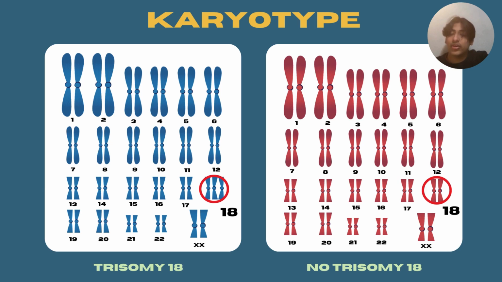However, in some very rare cases, one parent may carry a balanced translocation, where their chromosomes are rearranged but no genetic material is missing or extra. This increases the chances of passing on an extra chromosome to their child. The bright red circle around the 18th chromosome in the trisomy 18 karyotype emphasizes this extra chromosome and helps us visually confirm the condition.